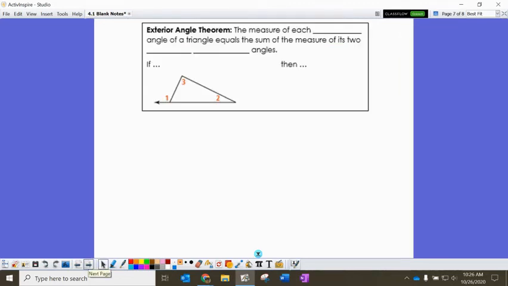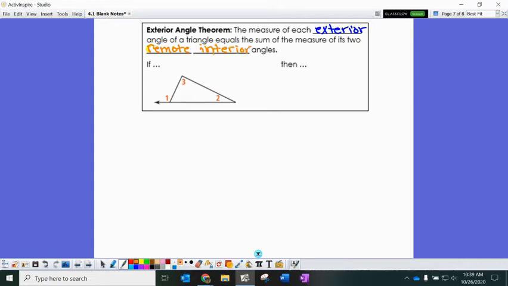Okay, let's look at our last theorem for today, and that's the one that's really new to us. It's called our exterior angle theorem. And what it says is the measure of each exterior angle of a triangle equals the sum of the measure of its two remote interior angles. Remote interior angles.